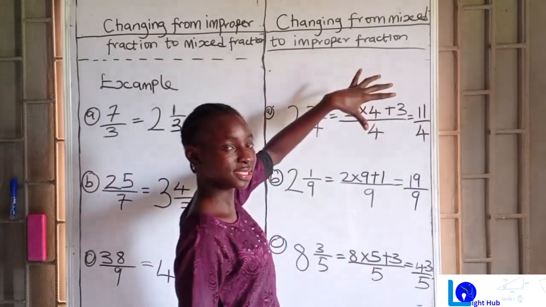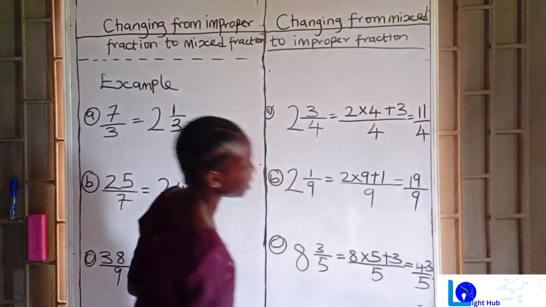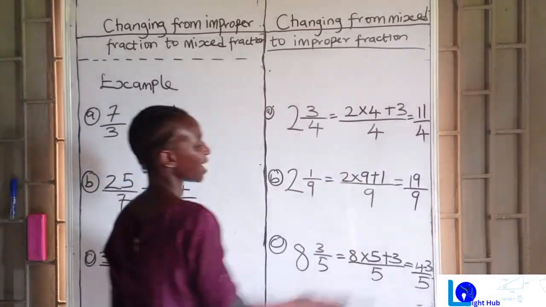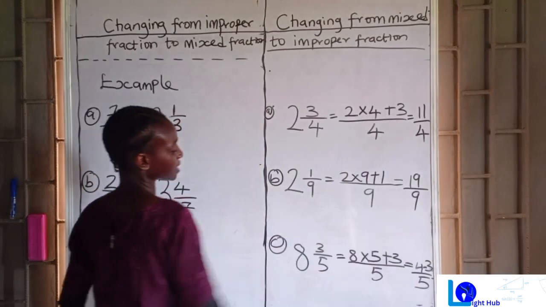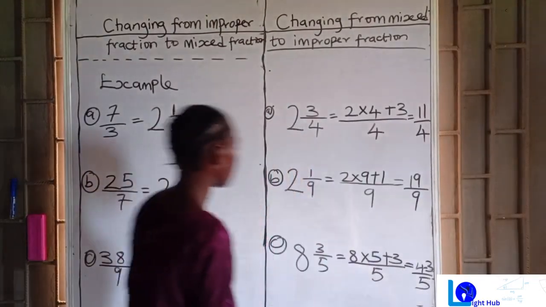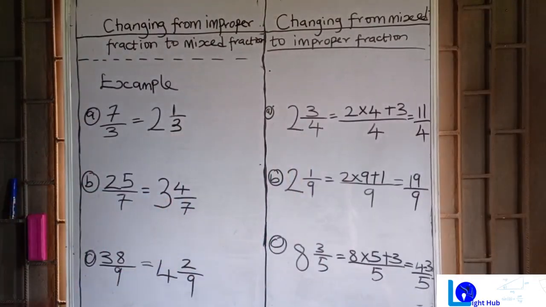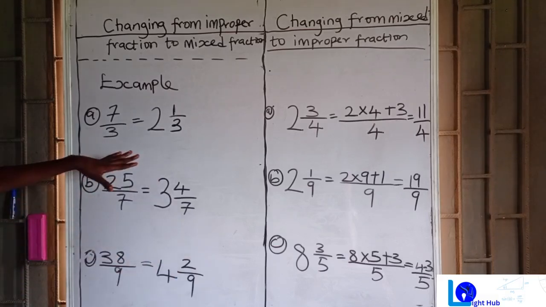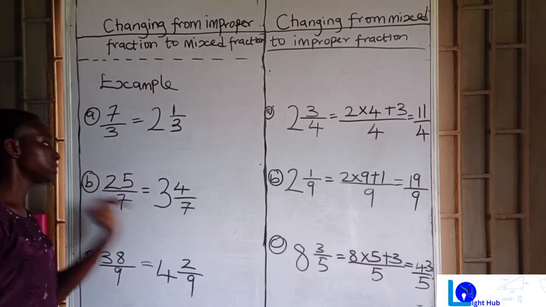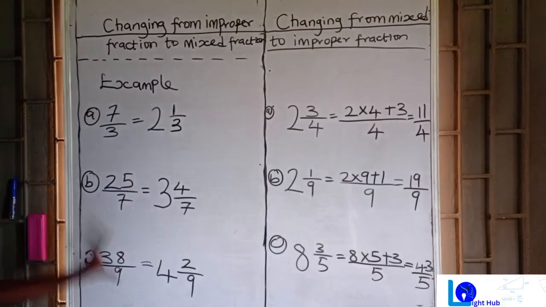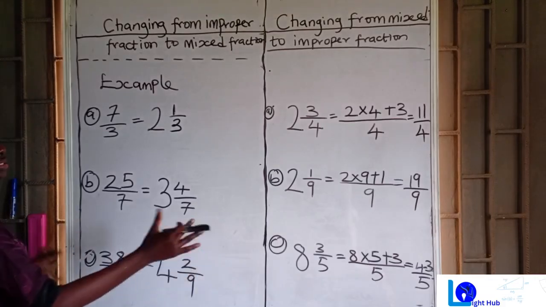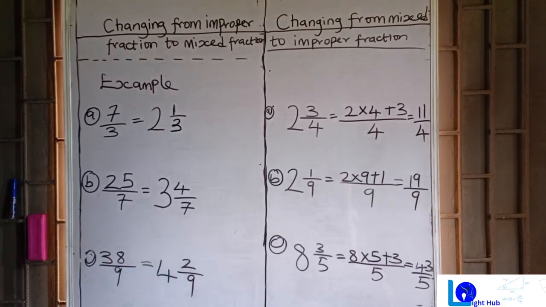The numerators are bigger than the denominators. We have 11 over 4 for our first example, 19 over 9 for our second one, and 43 over 5. Same as here, this is turning from improper to mixed fraction. We have 2 whole number 1 over 3 as our first answer, 3 whole number 4 over 7, 4 whole number 2 over 9. So this is all about fraction.